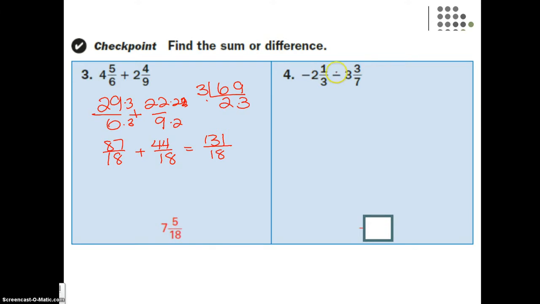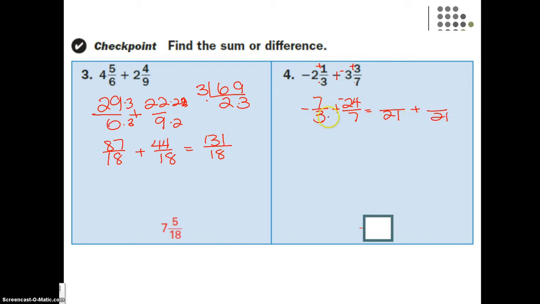Number 4, let's change subtraction to adding a negative. Just bring down the negative and change it to improper, which is 7 over 3 plus 7 times 3 plus 3 is 24 over 7, negative. Watch the negative, make sure you bring it down. 3 and 7 have a common denominator of 21.